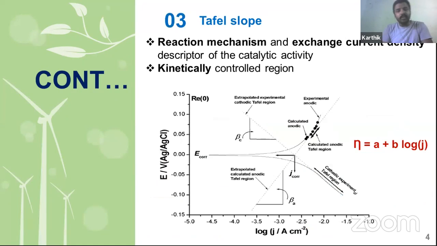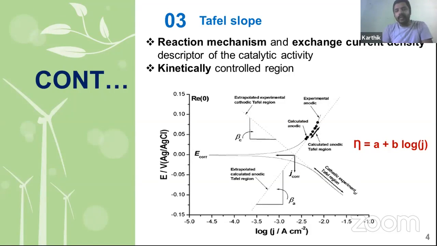The third one is the Tafel slope. Not only must the electrocatalyst possess low overpotential, but it must also have a low Tafel slope value. So what kind of information can we get from the Tafel slope? We can determine the reaction mechanisms and how much current has been exchanged between the electrodes. Through this, we can determine the catalytic activity of an electrocatalyst.